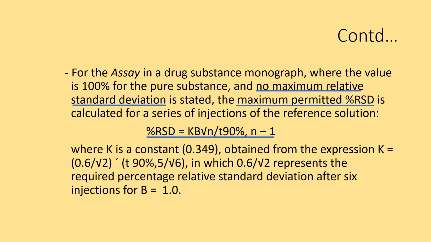This is another important point to note. For assay with a value of around 100% and there is no mention of the maximum percent RSD, the RSD is calculated by student's t-test. This tool is used when limited data is available. Maximum permitted percent RSD is calculated by this equation: K multiplied by B multiplied by root n divided by the T90 at n-1 degrees of freedom. Here n is the number of data points.